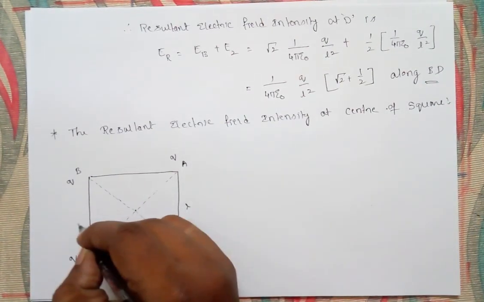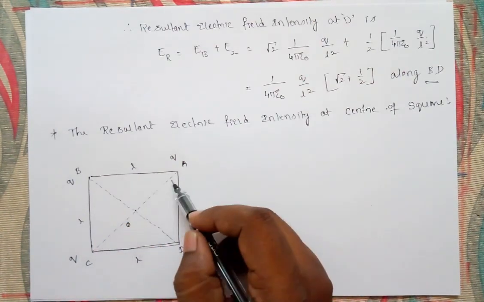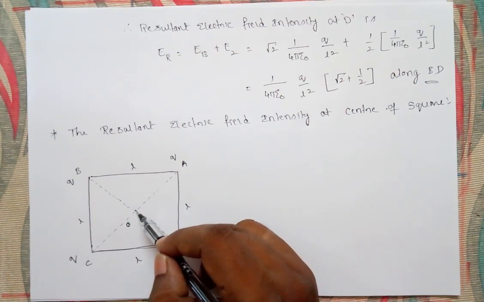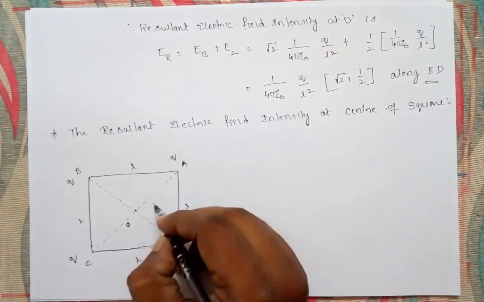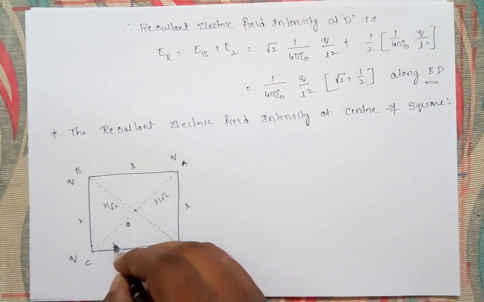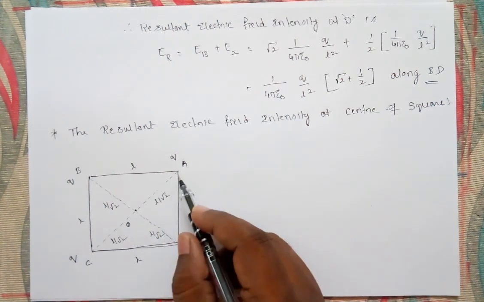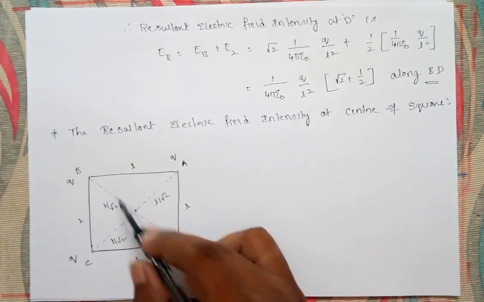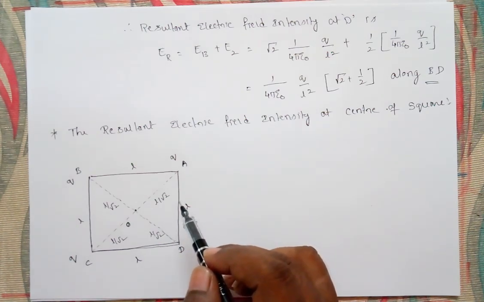We take the side length of the square as L, and the diagonal distance is root 2 L. But here the center to the vertex is half of root 2 L, so it will be L by root 2. So L by root 2 is the distance from the center to any one of the corners.